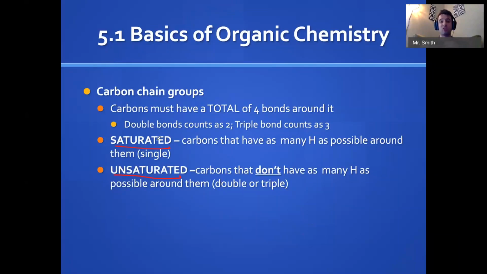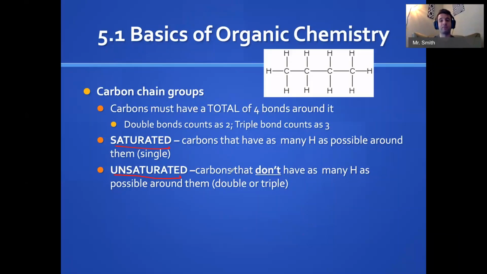So saturated is all single bonds, as many hydrogens as possible. It's fully saturated, like a sponge is saturated with water. And then an unsaturated hydrocarbon is kind of like an unsaturated sponge. It might have some water, but it's not filled to the brim with water. Or in this case, it might have some hydrogens, but it's not filled with as many hydrogens as possible.